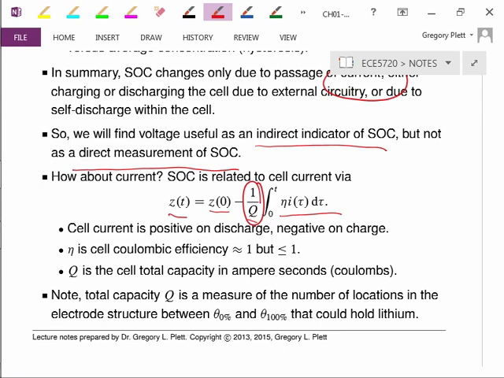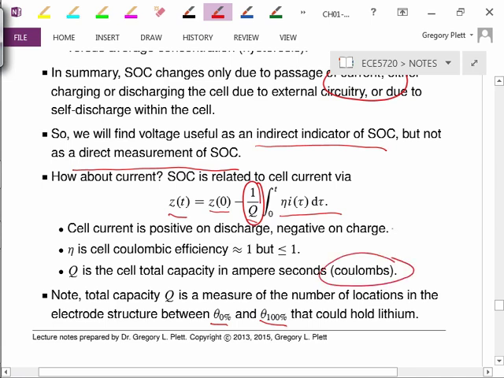Electrochemically, the total capacity is a measure of the number of locations in the electrode crystal structures between theta 0% and theta 100% that could hold lithium. It's a count in coulombs: how many moles per meter cubed, or how many moles per cell can be held, multiplied by Faraday to get coulombs.